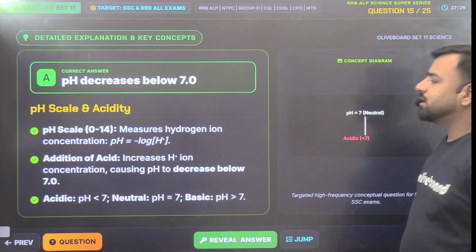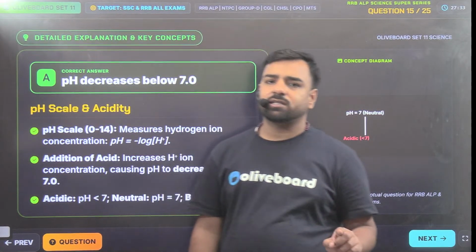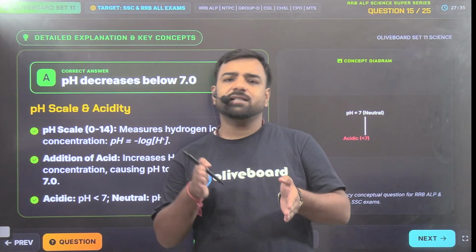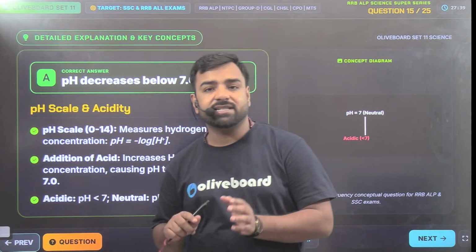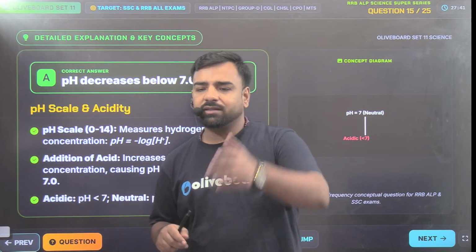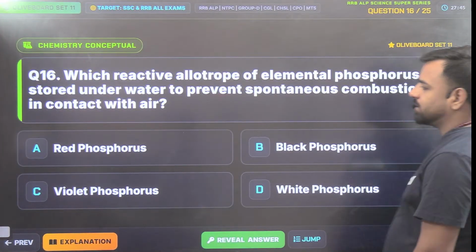The pH scale ranges from 0 to 14. The pH scale was discovered by Soren Sorensen, and if the pH is lesser than 7, it means it's acidic in nature. If it is exactly 7, that's neutral in nature, and if it is above 7, that's basic in nature, right? So that's correct. Option A was the correct answer.